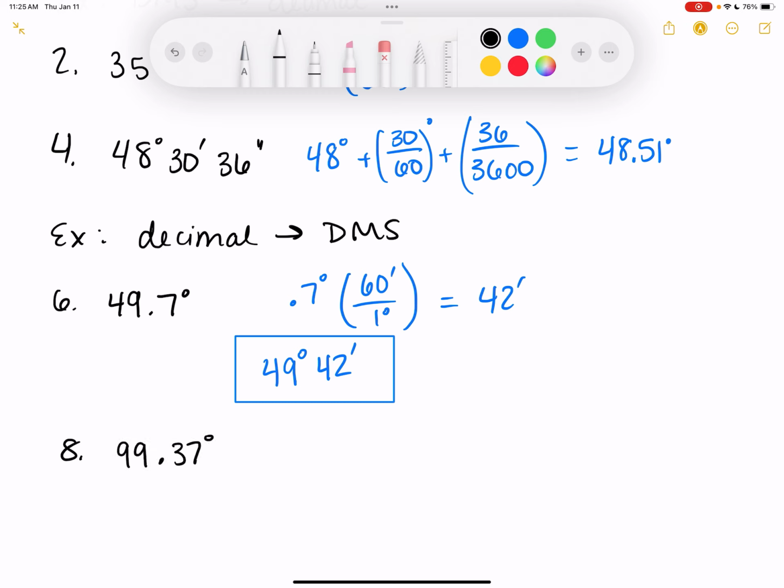99.37 degrees. Now, people tend to get confused and decide, oh, I'm just going to do the 0.3 times 60 and then 0.7 times 3600, okay? But what we actually need to do is do the 0.37 times 60 first to convert to minutes. If there is a decimal on my minute, so like with this last one, if it had been 42.7, then we would have taken that 0.7 and converted it to seconds, okay? So this is going to be 0.37 degrees times 60 minutes in 1 degree.